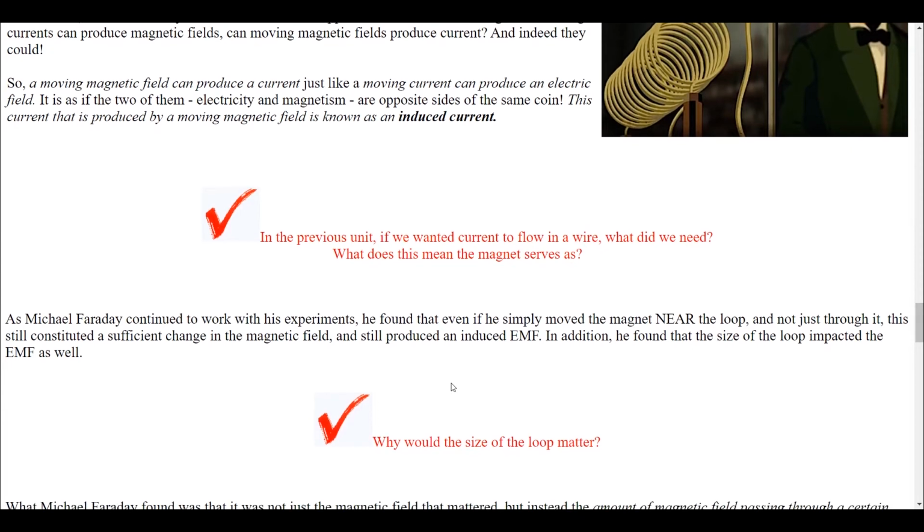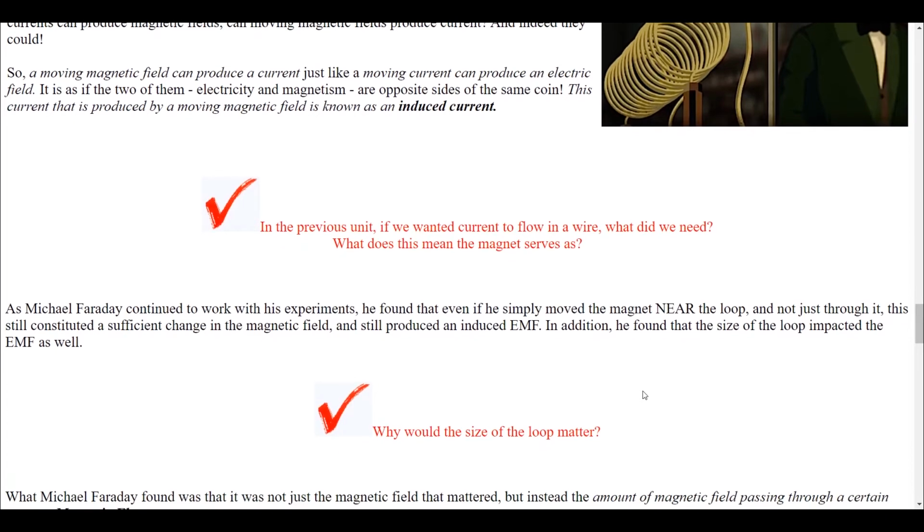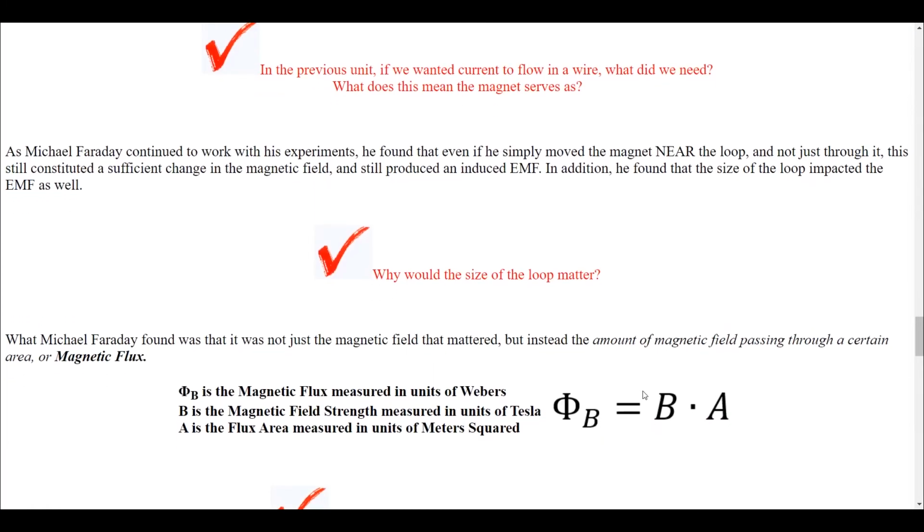And so if we wanted to figure out what induced current was going through this loop, we need to talk about something called flux. And so magnetic flux is how much of the magnetic field is passing through an area. And so you can see in the formula right here, this symbol, capital Phi with a subscript B, is our magnetic flux, and it's measured in units of Webers. And then you've got your magnetic field strength, capital B, and then you've got area as well.